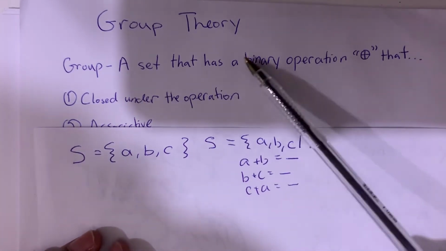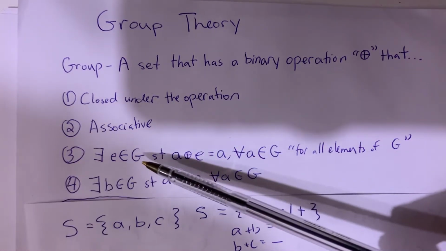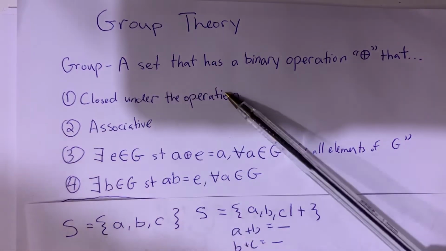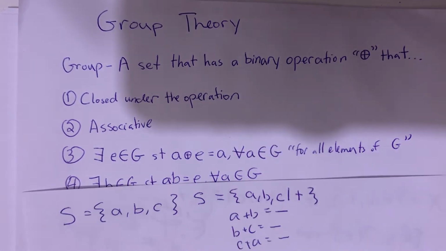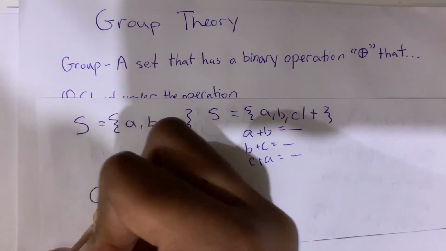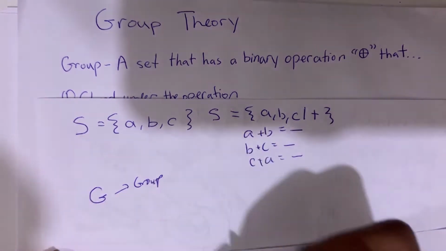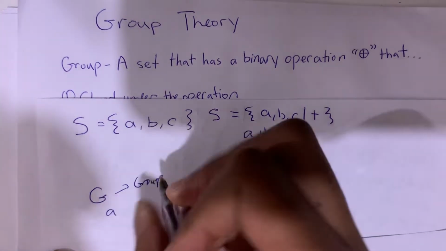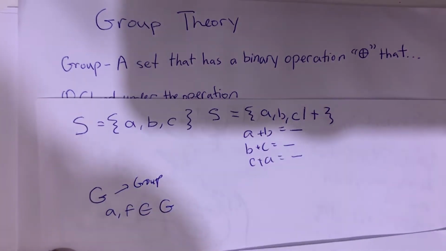So a group has to be a set that has some binary operation that satisfies these four properties. First, it has to be closed under the operation. What does that mean? Let's write this down. Say I have a group, let's call this G. G is my group, and let's say that A and F are elements of this group G.